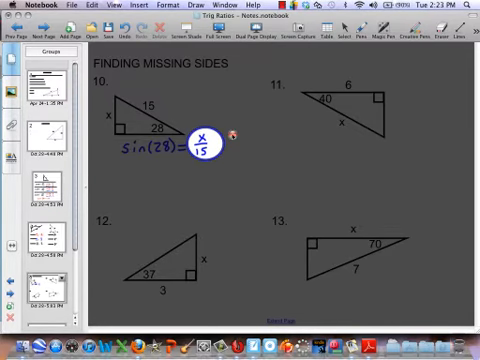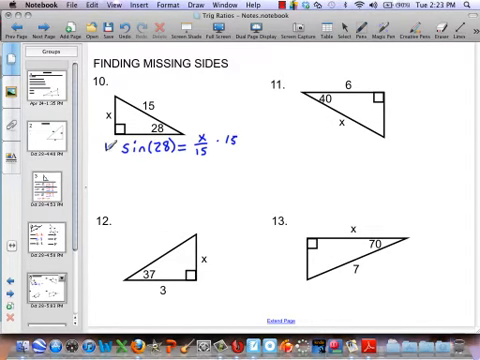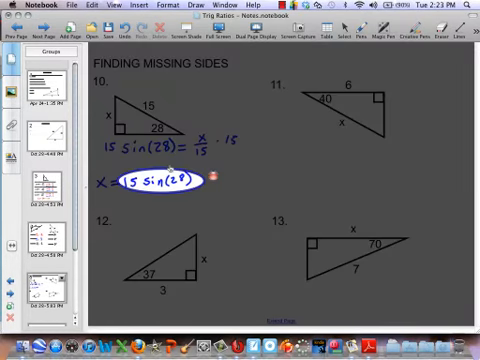So, anyways, all we've got to do in order to solve for x is multiply by 15. So we get 15 times the sine of 28. Now, ladies and gentlemen, when I send you the quick check for number 11, this is what I'm looking for: 15 sine of 28. It's understood to be a multiplication.